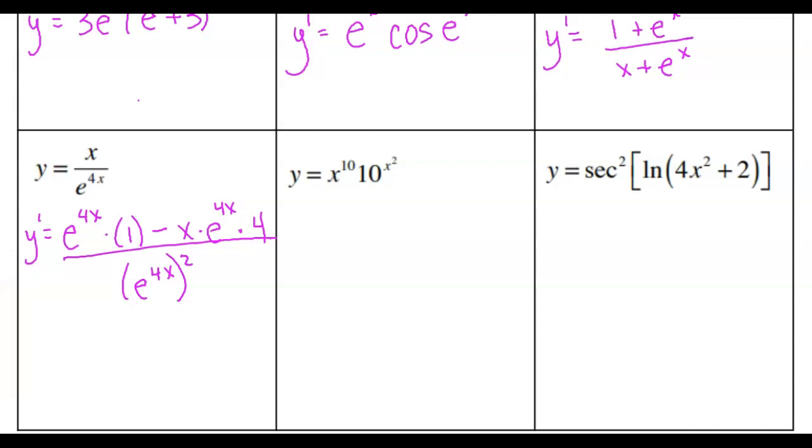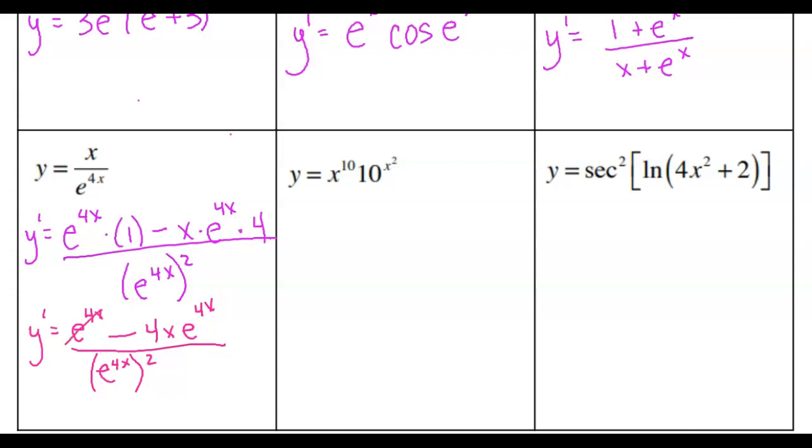Okay, so let's simplify. We get e to the 4x minus, I'm going to put the 4 in front, and I'm going to just leave this alone for a second. I'm not actually going to multiply that out. And if you look in the numerator, you can kind of see why. So I can factor out an e to the 4x, but since they all have those terms in common, I'm just going to show it being reduced.